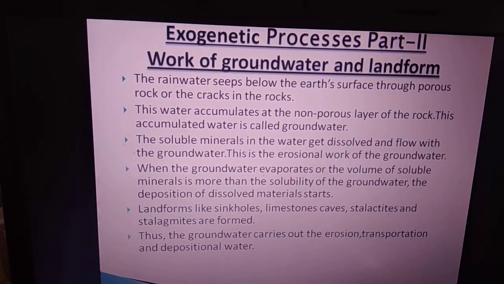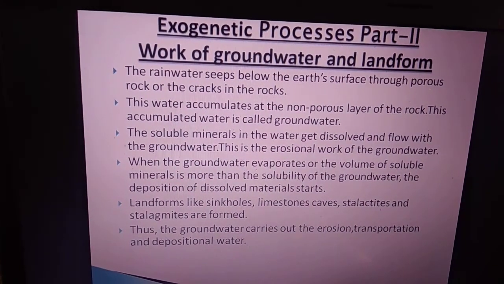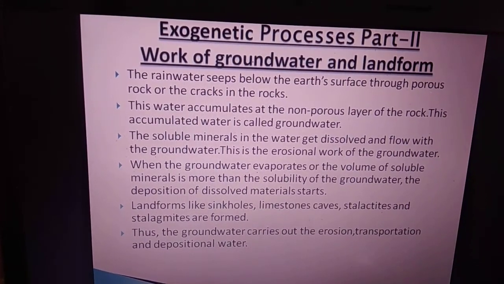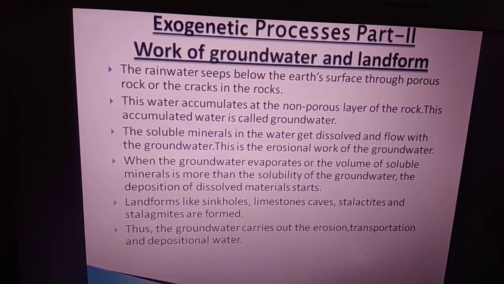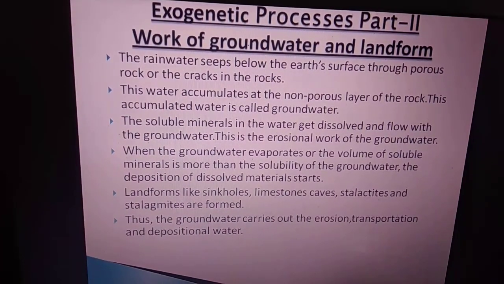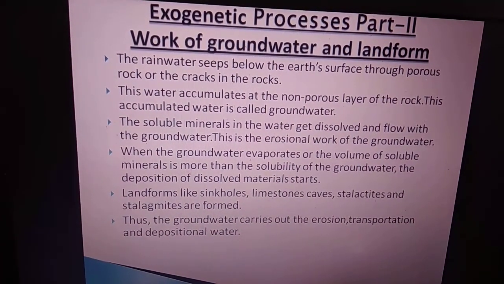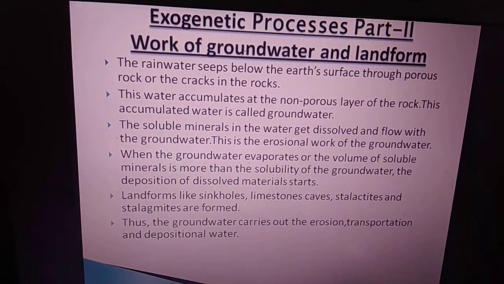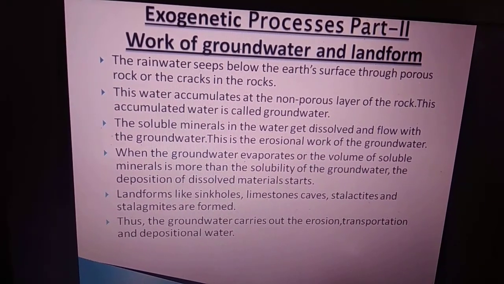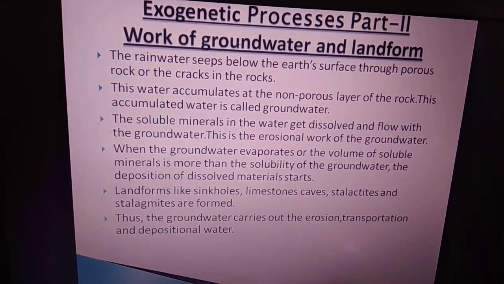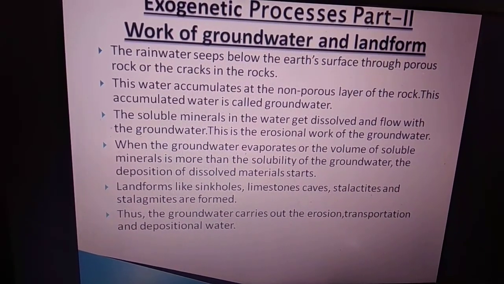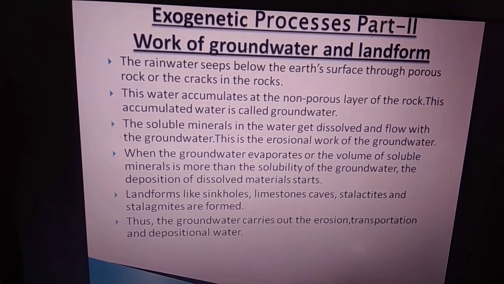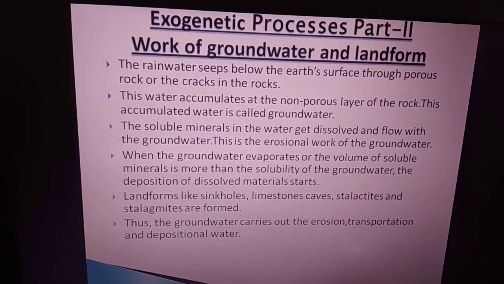Now our next topic is the work of groundwater, land and landform. The first point, the rainwater seeps below the earth's surface through porous rock or cracks in the rock. Second point, this water accumulates at the non-porous layer of the rock. This accumulated water is called groundwater. Third point, the soluble minerals in the water get dissolved and flow with the groundwater. This is the erosional work of the groundwater.